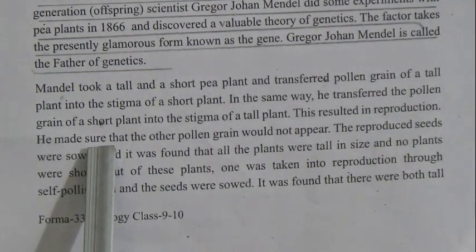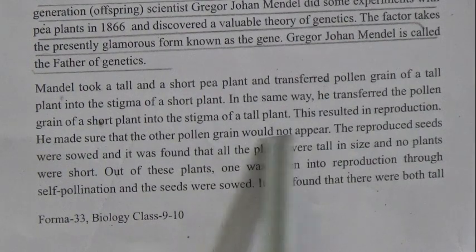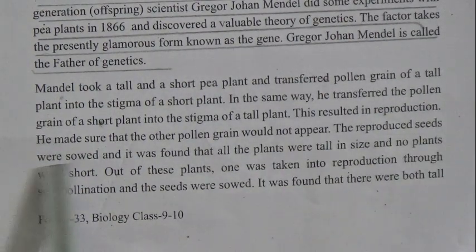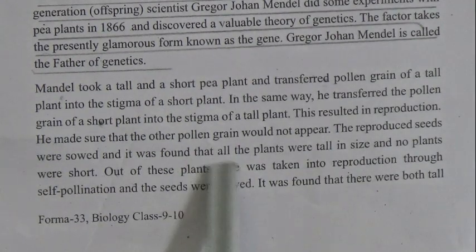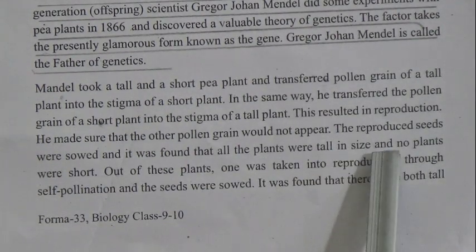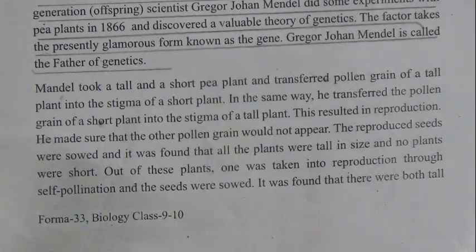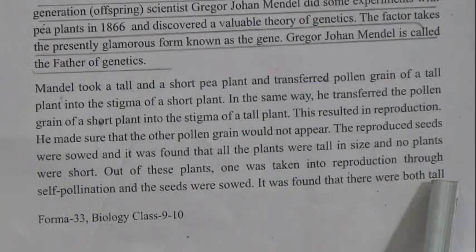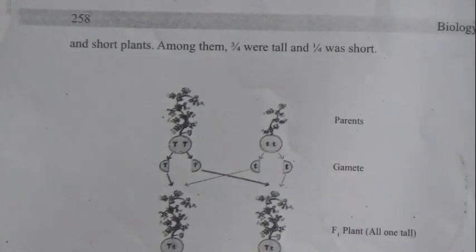He made sure that no other pollen grain would appear. The reproduced seeds were sown, and it was found that all the plants were tall in size and no plants were short. We have already seen in the F1 generation they were all tall. In the next generation, it was found that there were both tall and short plants. Among them 3/4 were tall and 1/4 was short.